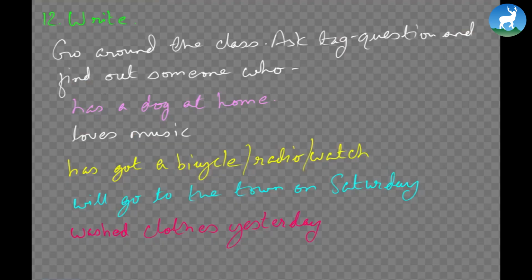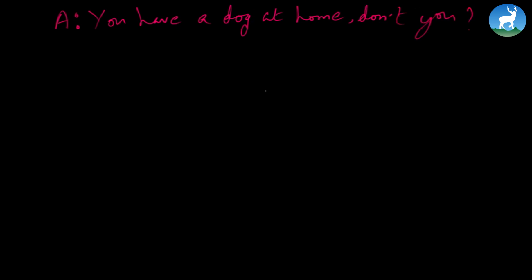As an example, for number 1, here A asks, has a dog at home? We're working on has a dog at home. Now A will certainly ask, you have a dog at home, don't you? You can just ask your friends, you have a dog at home, don't you? And you keep on asking until you get the answer yes.